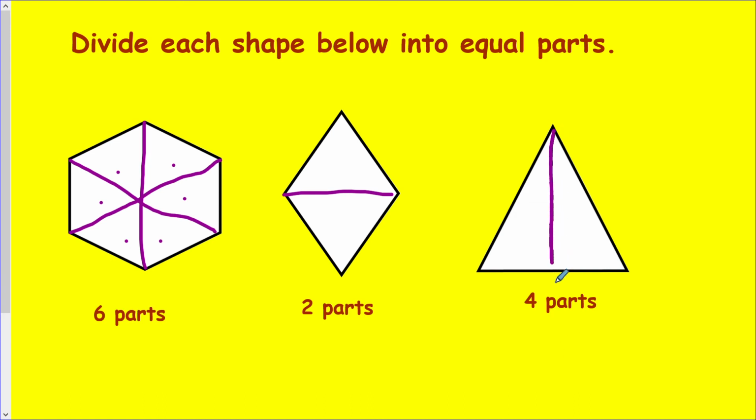Everyone always wants to say this way. But are those shapes equal? Nope. These two might be the same size, but they're not all the same size. So some are bigger, some are smaller. So we need to get rid of that.